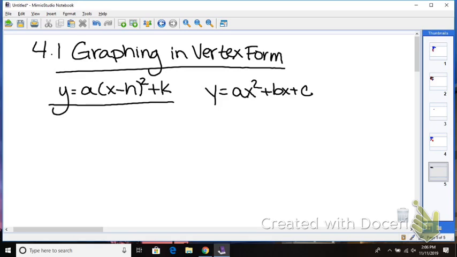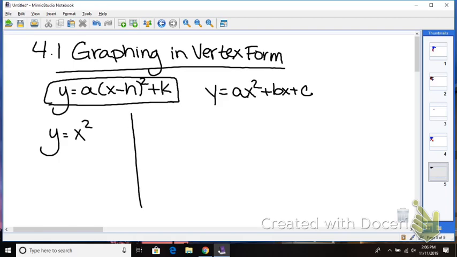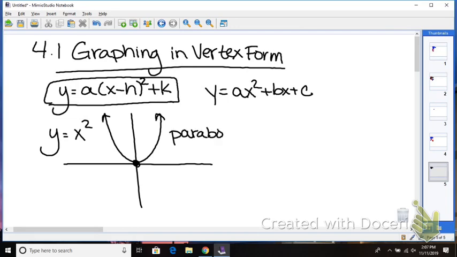So let's go ahead and talk about what a quadratic graph is. The original unshifted quadratic graph looks like this. It has what we call a vertex at 0, 0, and is a smiley face. This is called a parabola. So this shape is going to be the shape of all of our graphs for this unit. Any quadratic graph, anytime you have an x squared, it looks like that.